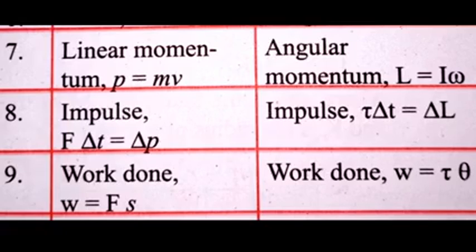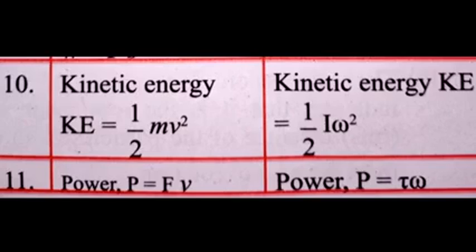Then ninth one, work done. To calculate what is the work done by the object, we know the formula W is equal to F into S, that is force into displacement in linear motion. Whereas in rotational motion, the work done W is equal to tau into theta, that is torque into angular displacement. Therefore, W is equal to tau into theta.